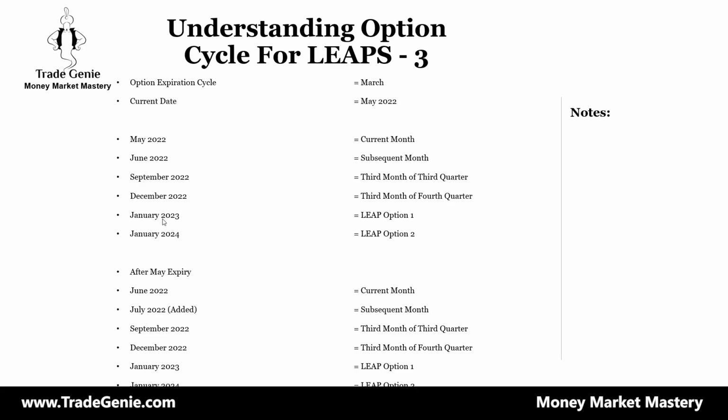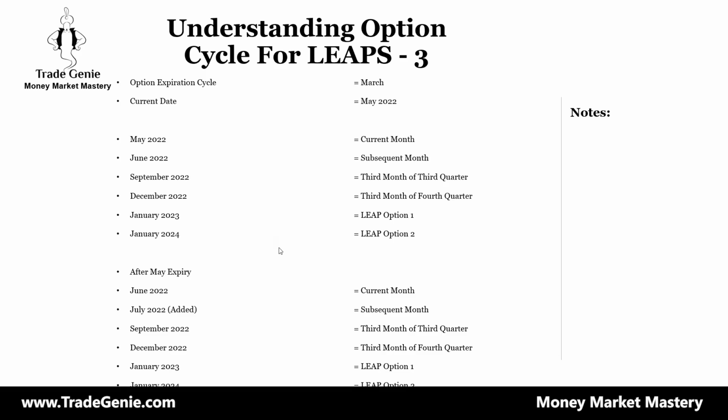Now, because we are categorizing as leap, January 2023 will be there, because just after December comes January 2023. Then we need to add another year of leap, which is January 2024. So January 2024 will be there. When you see leap, you will see these 6 months.